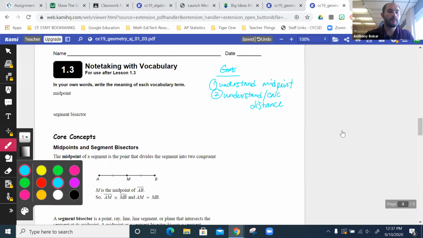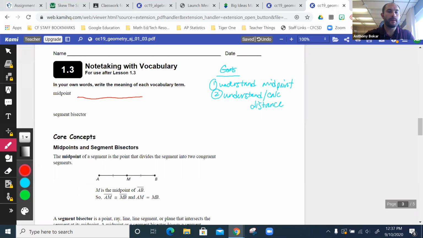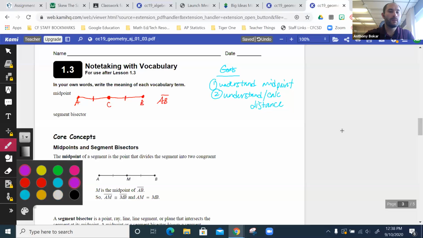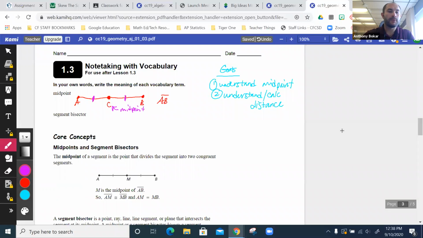For each of these. So a midpoint is if you have a segment, these 2 points A and B, so this is segment AB. We write it like this, right? A and B are the endpoints. The midpoint is the point C that divides that segment AB into 2 congruent pieces. So segment AC and segment CB are the same. So we call C the midpoint. So the result here is that segment AC is congruent, or the same size as, segment CB. That's the midpoint. It divides a segment into equal pieces.